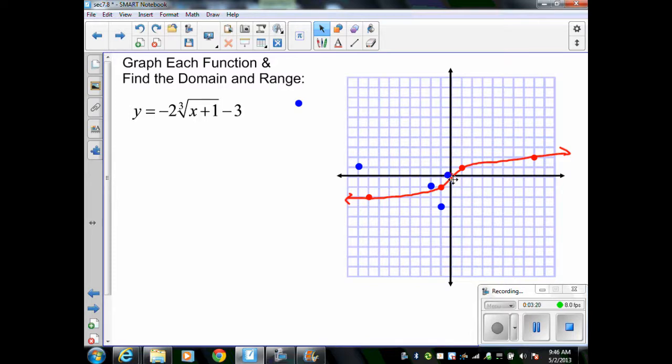My output at 1 is 1, but I need to move that 1 unit to the left. The output at 1 multiplied by a negative 2 is a negative 2, and then down 3 units. And finally, 8, I move to the left 1 unit. At 8, the output is 2. 2 times a negative 2 is a negative 4. And then down 3 units.